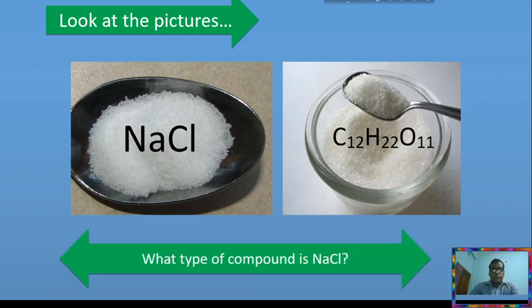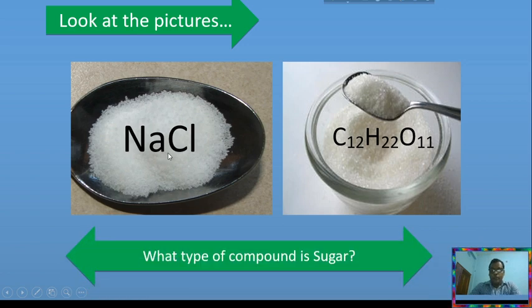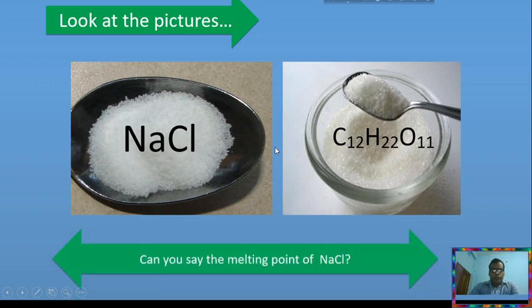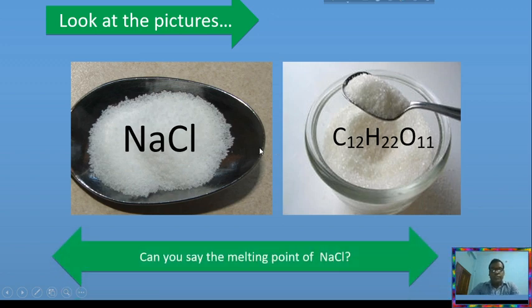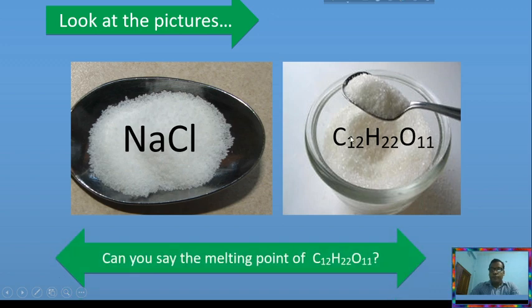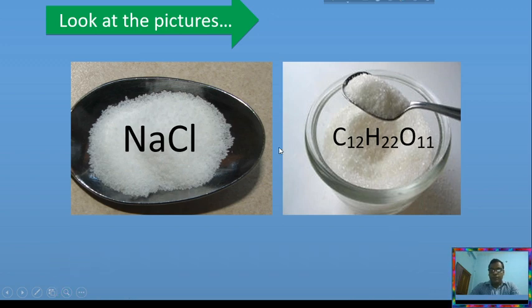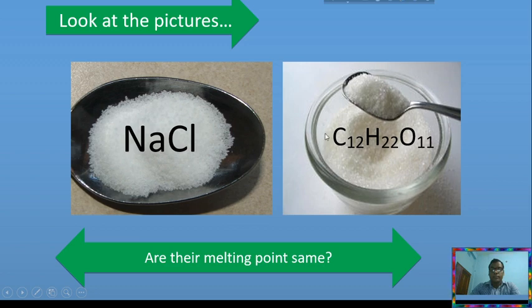My dear students, I have a question for you. What type of compound is sodium chloride? Is it ionic compound or covalent compound? Yes, you are right. This is ionic compound. And what type of compound is sugar? Is this ionic compound or covalent compound? Yes, you are right. This is covalent compound. Do you know the melting point of sodium chloride and the melting point of sugar? Are they both the same or different?